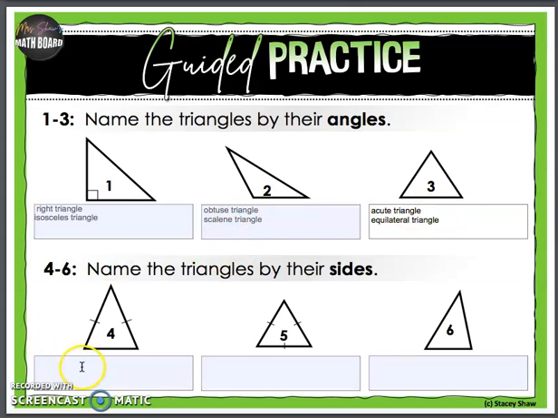Now we're going to go down to number 4, 5, and 6. On these, we'll just look at the sides. On number 4, we have two sides that are the same. So that would be an isosceles triangle. On number 5, we have all three sides that are the same. So that would be an equilateral triangle. And on number 6, no sides are the same. So that would be considered a scalene triangle.